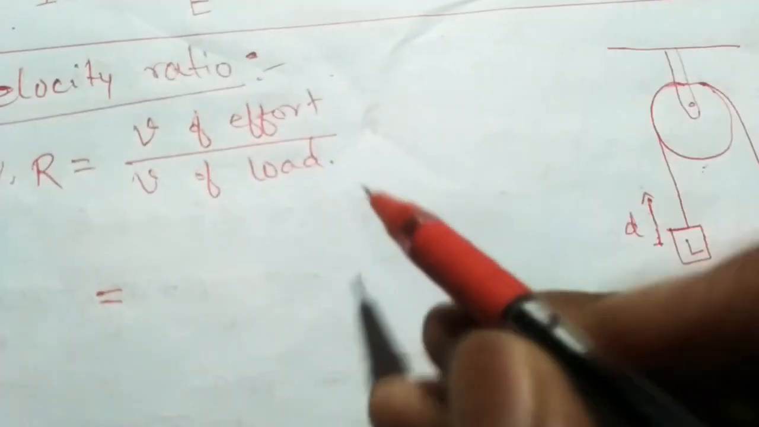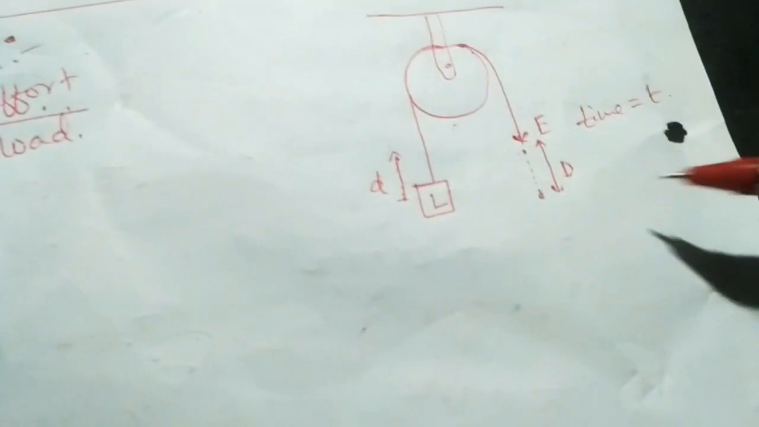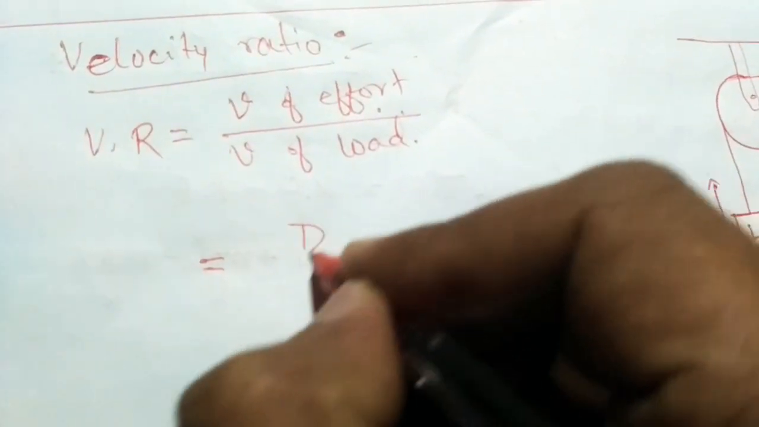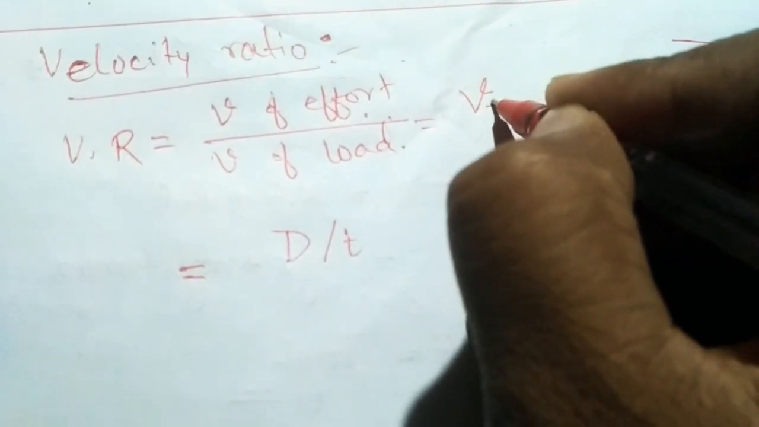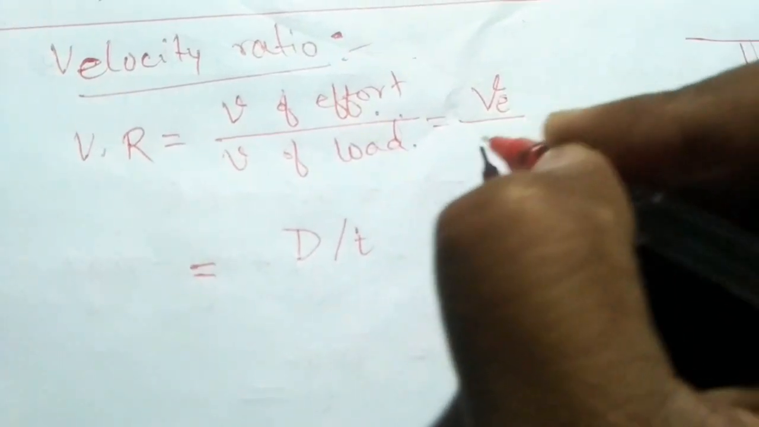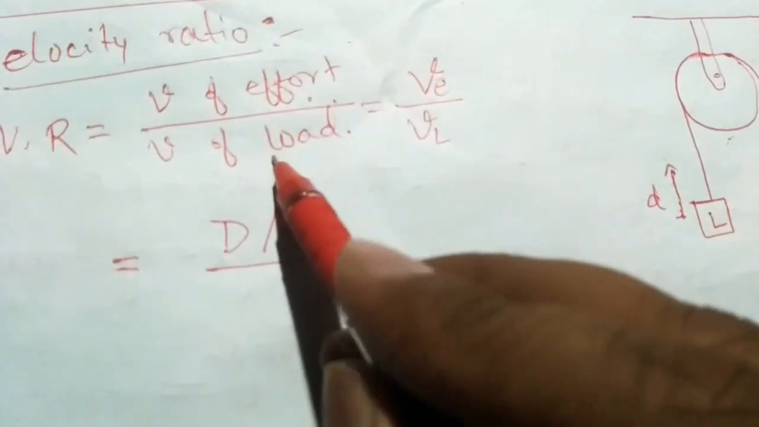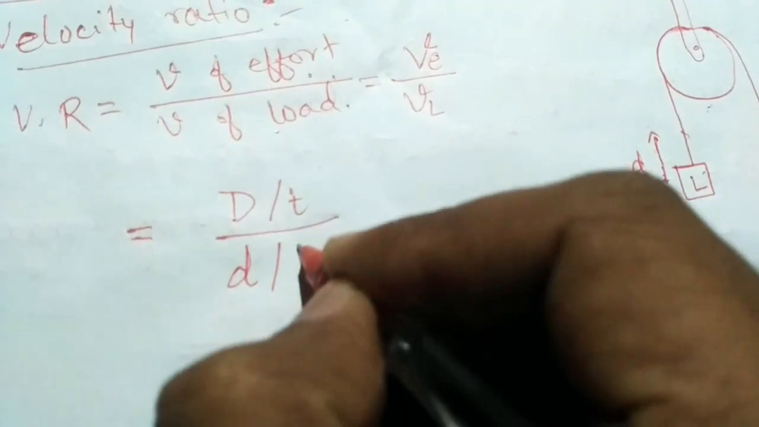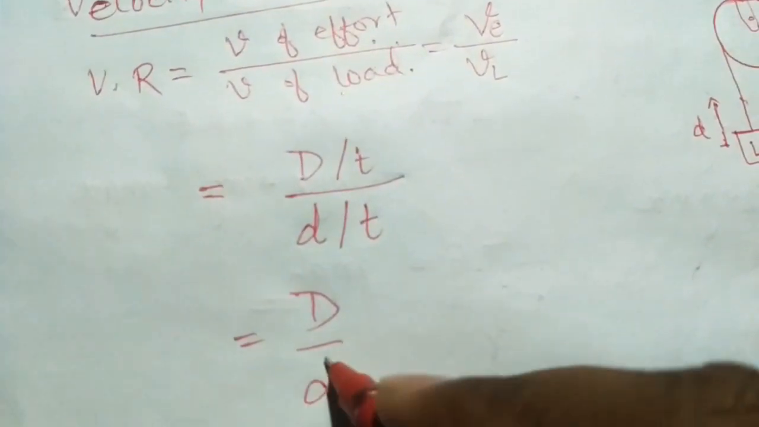I'm writing velocity of effort. Velocity means displacement upon time. Velocity of effort means displacement of effort upon time. Displacement of effort is capital D. Time is small t. You can also say with the symbol, velocity of effort to the velocity of load. On filling that in, velocity of load means displacement of load in time t. This is small d upon small t. Since time is the same, time will be cancelled. So capital D upon small d.